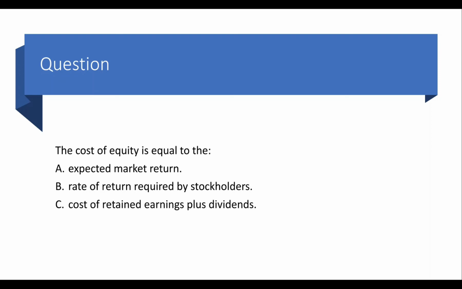The first question says, the cost of equity is equal to A. Expected market return, B. Rate of return required by the stockholders, or C. The cost of retained earnings plus dividends. Well, the expected market return is the return on the market which is earned by all the companies in the industry. So option A is not correct. Then B. The rate of return required by the stockholders is the actual rate of return on equity. So option B is correct.